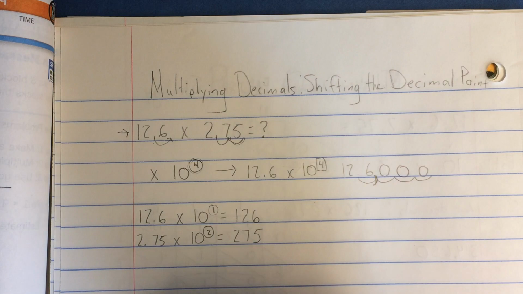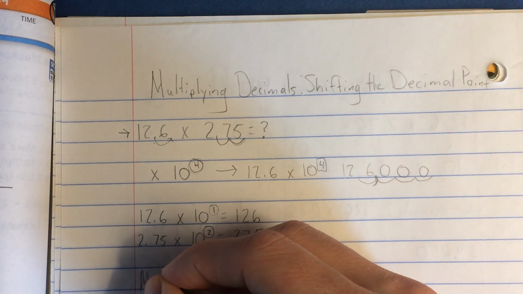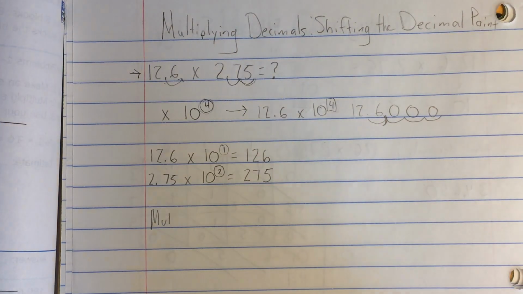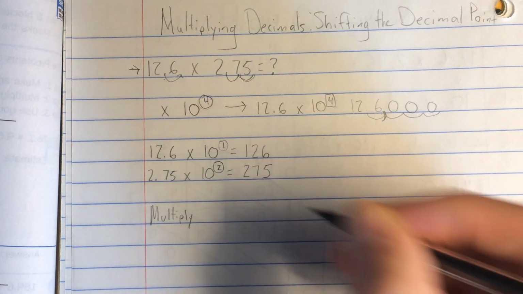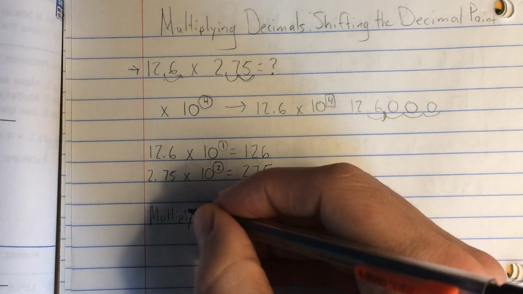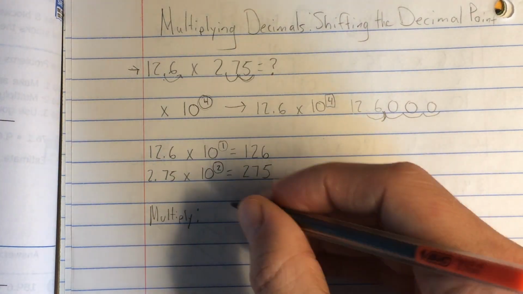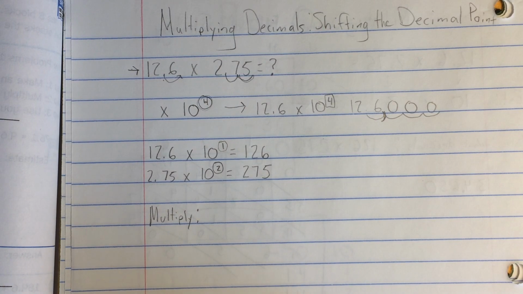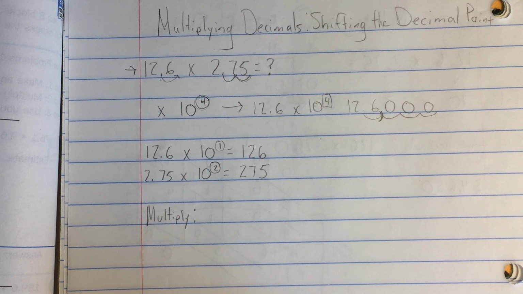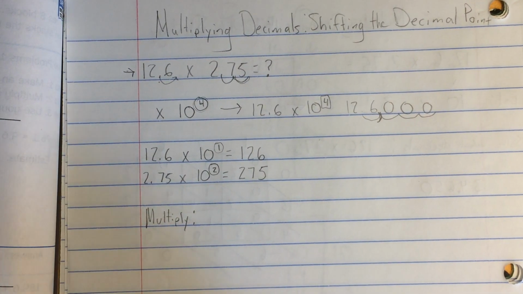The next step, multiply. What is 126 times 275? And I think we already solved this one. Actually, I don't know if we did this big of one yesterday. I think we had it broken down into a different format, or I could be just losing my mind.